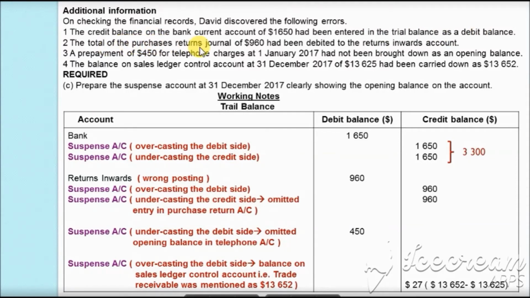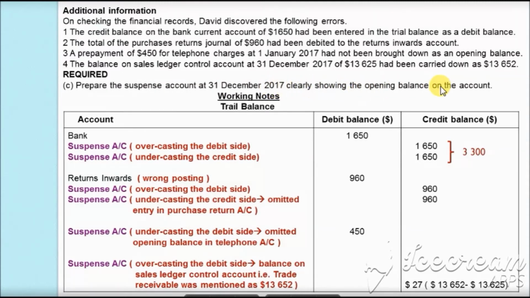Second, the total of the purchase return journal of 960 has been debited to the return inwards account. Third, a prepayment of 450 for telephone charges at 1st January 2017 has not been brought down as an opening balance. Fourth, the balance on the sales ledger control account at 31st December 2017 of $13,625 has been carried down as $13,652.